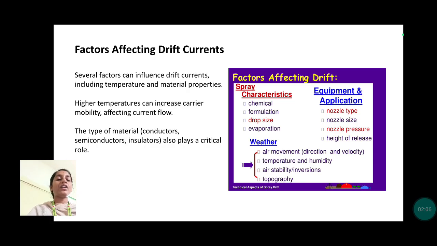Factors affecting drift: spray characteristics, chemical formulation, drop size, evaporation, equipment and application, nozzle type, nozzle size, nozzle pressure, height of release, weather, air movement, direction and velocity, temperature and humidity, air stability, inversions, topography.